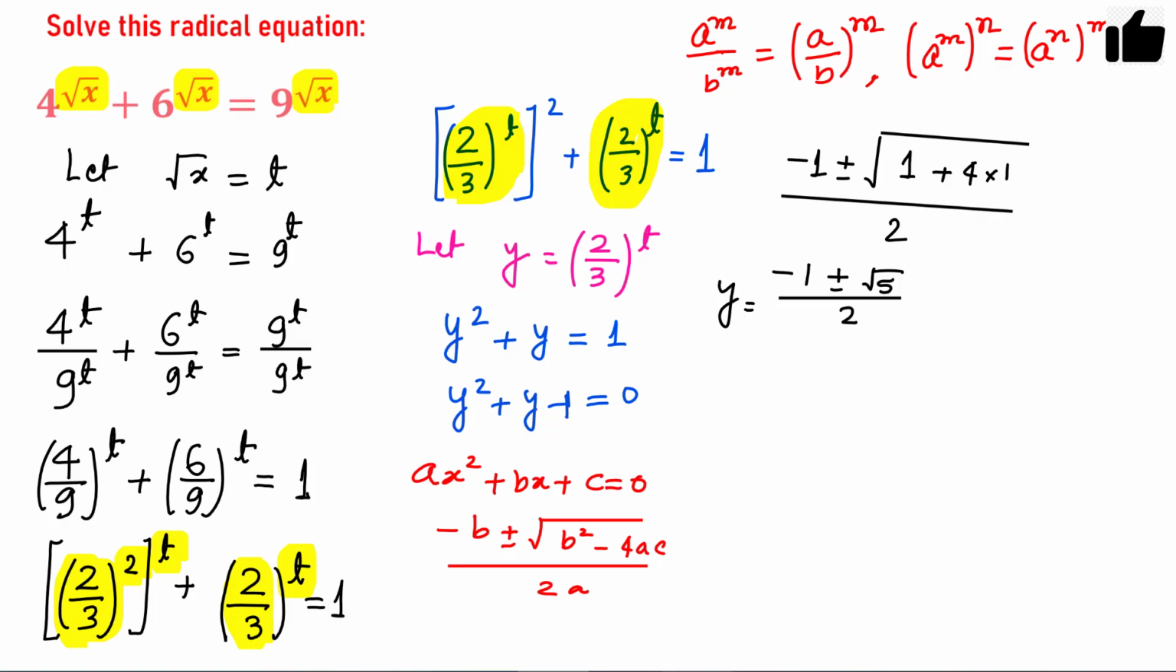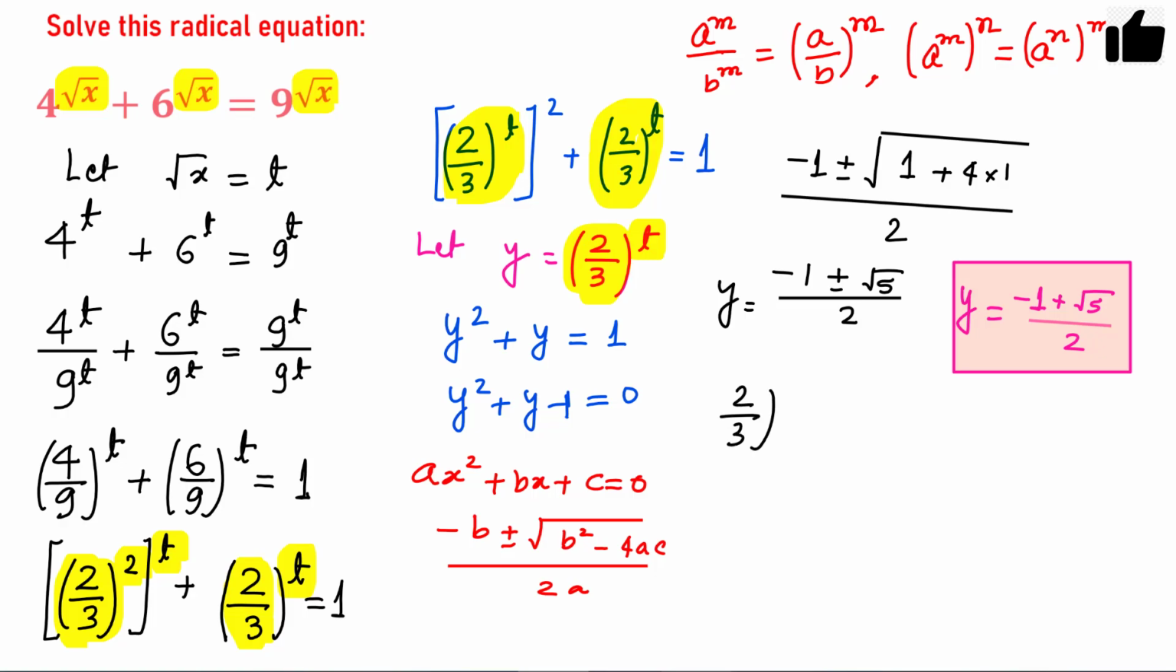Now see, y cannot be negative because you have 2 by 3 raised to the power t. So this number cannot be negative. So we have to discard the negative root and we will accept only the positive solution. From here I can say the solution is y equals minus 1 plus root 5 divided by 2. So I have neglected the negative solution. Now let us do the back substitution. What was y? y was (2 by 3) raised to the power t. So this equals y, and this equals root 5 minus 1 divided by 2.